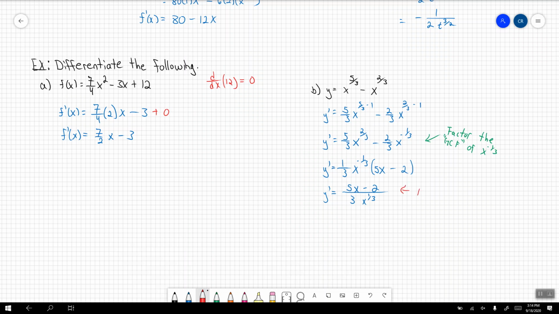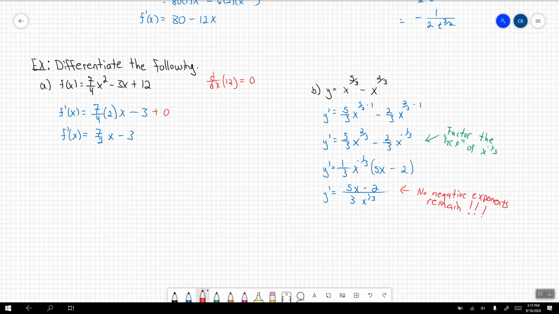That's nice. So no negative exponents remain. And that's awesome. And again, that's what we want to see, is that no negative exponents remain at the very end. That way we can keep working with this particular derivative. Awesome. All right, good work so far.